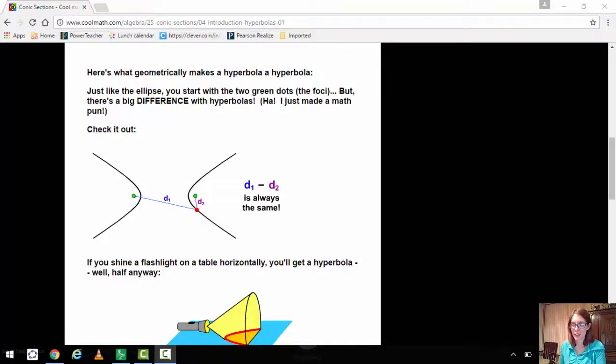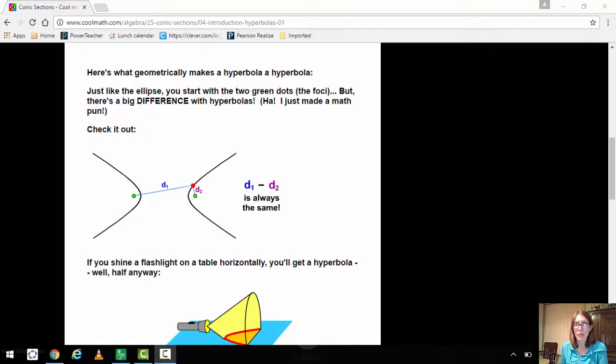Our last conic section that we have to learn about is hyperbolas. And hyperbolas, if you look at them, they look very, very different from any of the other conic sections that we've dealt with. However, they're actually kind of similar to ellipses in a way. Bear with me here for a second.